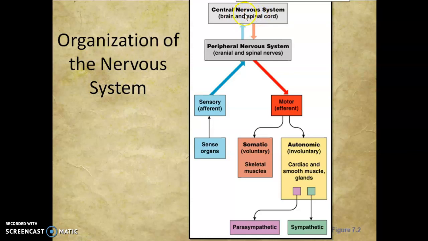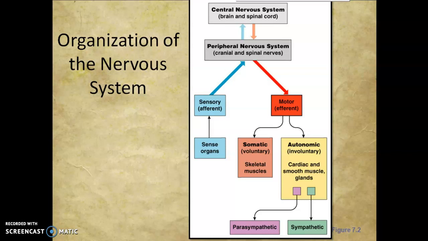That central nervous system is going to figure out how it needs to respond, send a message back to the peripheral nervous system, and then send it through the efferent division. That efferent division is named after the effectors, because that is going to be the effect of what is happening because of that change or that stimulus.